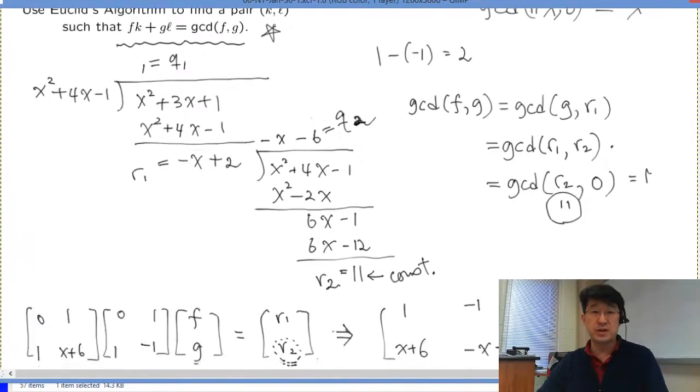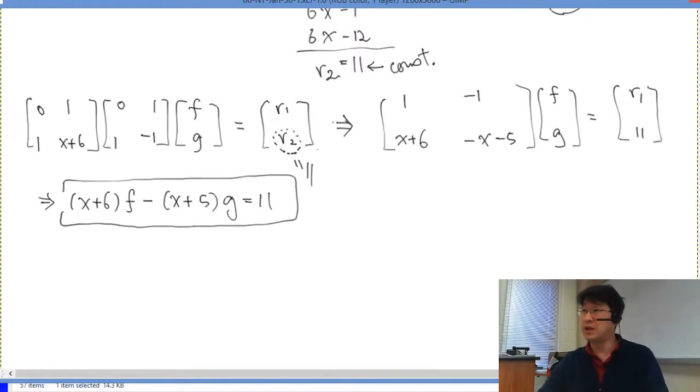fk plus gl equals GCD. What is the GCD? 1, right? So you have to divide everything by 11, and that is the final answer. And then you reach there.